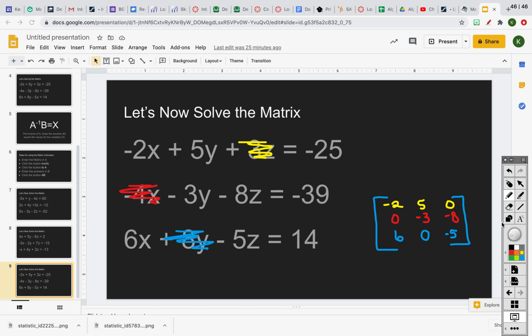So please pay attention to where the zeros go, because, hint, hint, perhaps there will be zeros in the matrix you must set up. You should be able to solve these matrices very simply using the scientific or the matrix calculator provided and the steps.